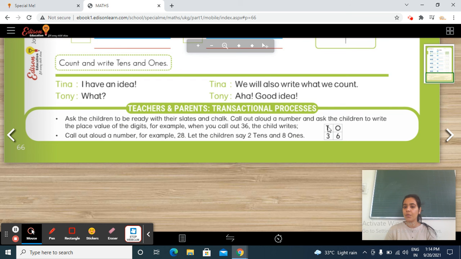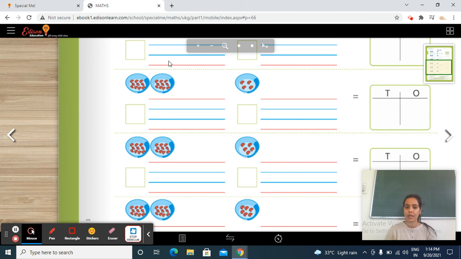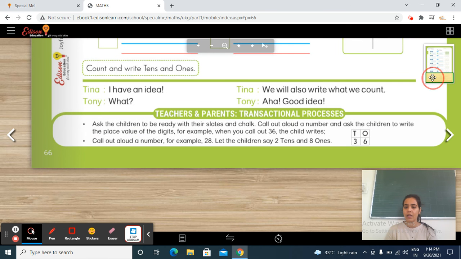So maybe the student will write it in this way, or he or she can write it in the spelling form. It can be anything, whether you write it numerically with a place value above, or you can also write the whole tens and ones. Okay, so call out aloud a number.